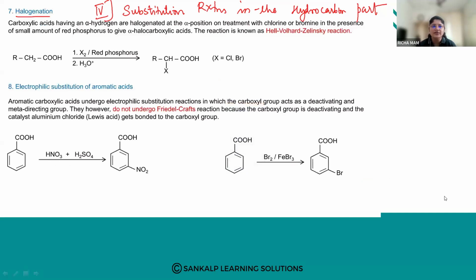So next we are seeing the substitution reactions in the hydrocarbon part. First one is halogenation. Halogenation means what we are doing? We are introducing a halogen in the hydrocarbon part.